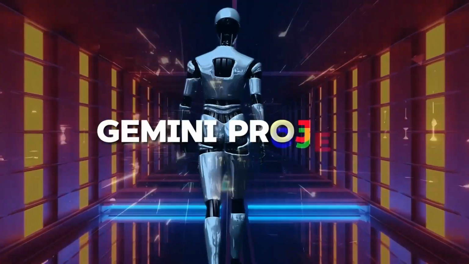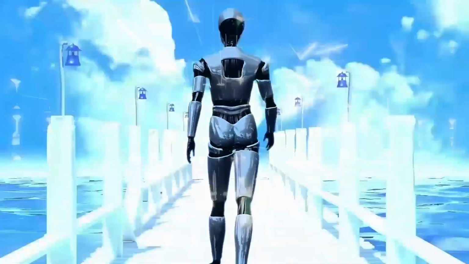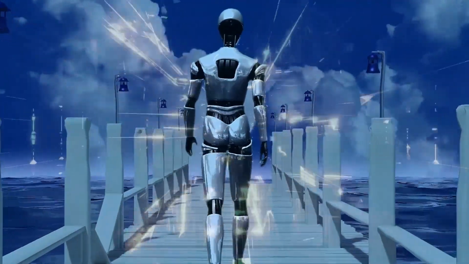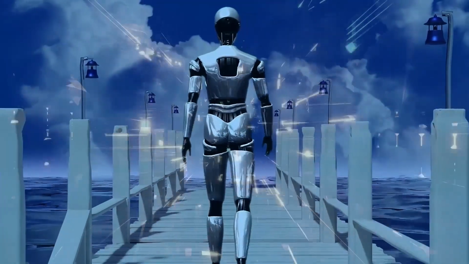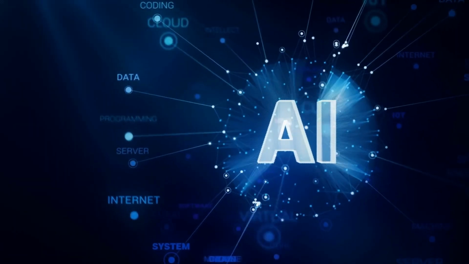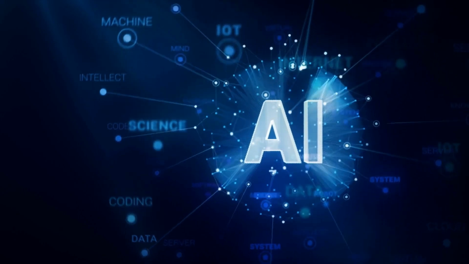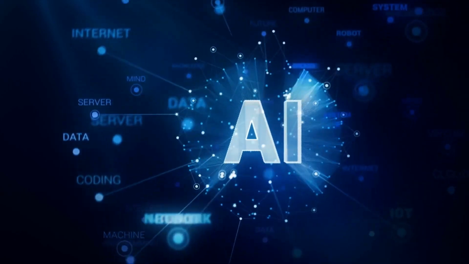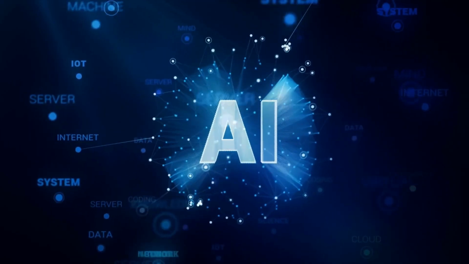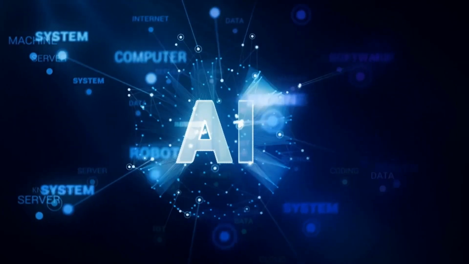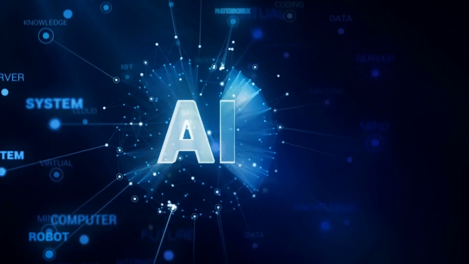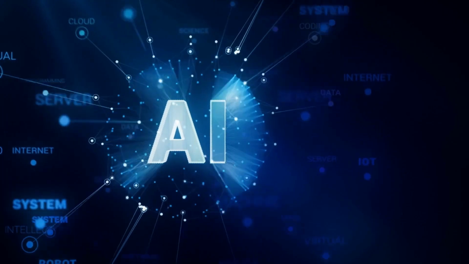So, what is the Gemini project? Gemini is a project by Google that represents a significant leap in the field of artificial intelligence. It's a next-generation AI model that's designed to be highly capable and versatile. The name of the project, Gemini, is inspired by the constellation and the astrological sign that symbolizes versatility and communication, which are key aspects of this AI model.